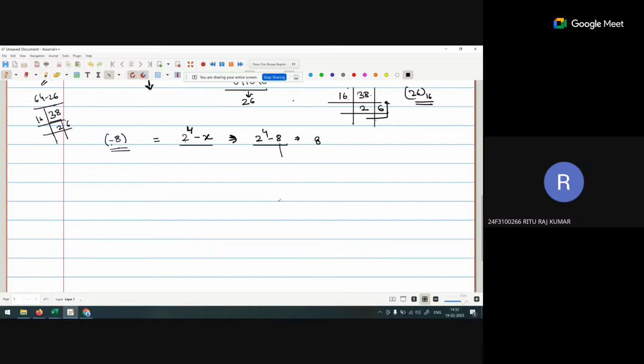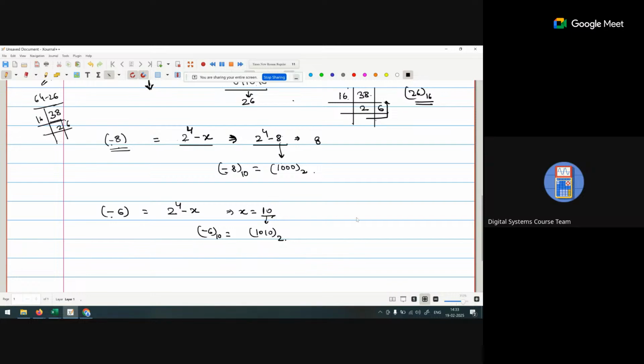Okay. Yes, sir. Now you can represent the value of 8 in a binary number. So it is equivalent to minus 8 in decimal. Similarly, if I want to represent minus 6, so 2 raised to power 4 minus x. What is the value of x? x is equal to 10. Yes, sir, 10. If I represent 10 in binary, it is 1010. So minus 6 is equal to 1010.